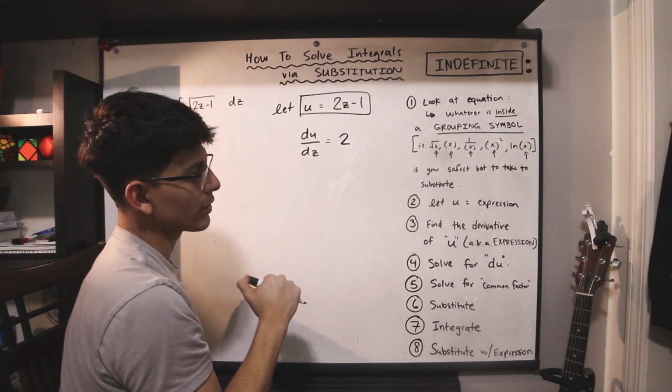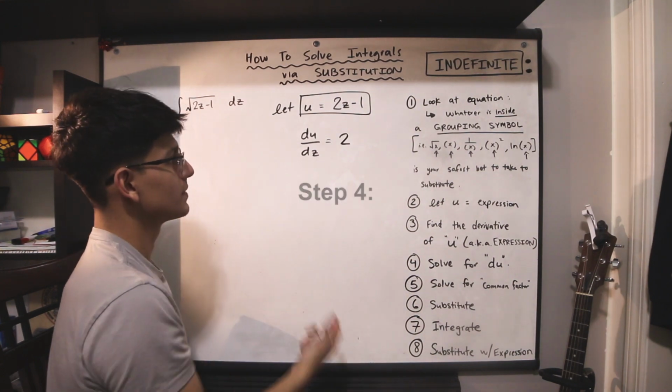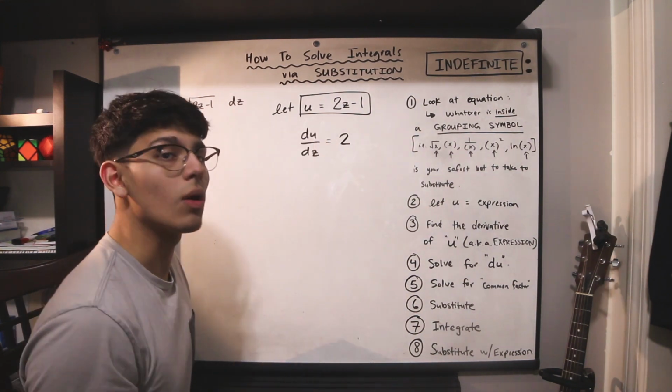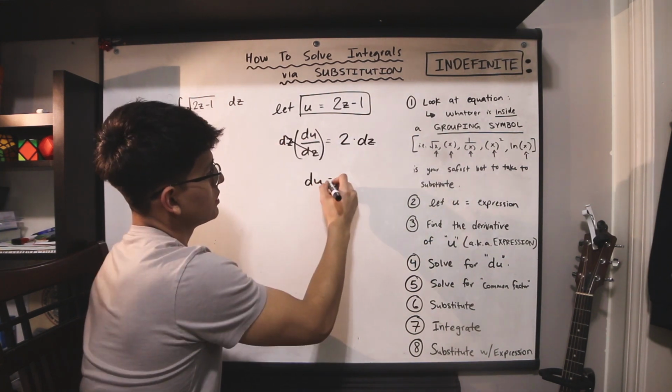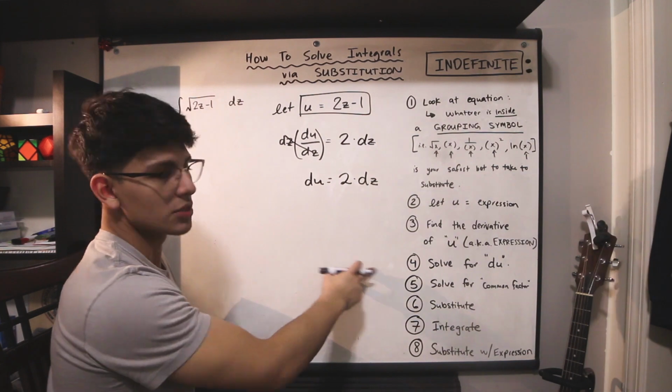Cool. Now we're going to solve for du. So du, again, is a quantity. We're treating it as a quantity. So we're going to solve for du. Well, we need to multiply both sides by dz. And so du equals 2 dz. So we solve for du.